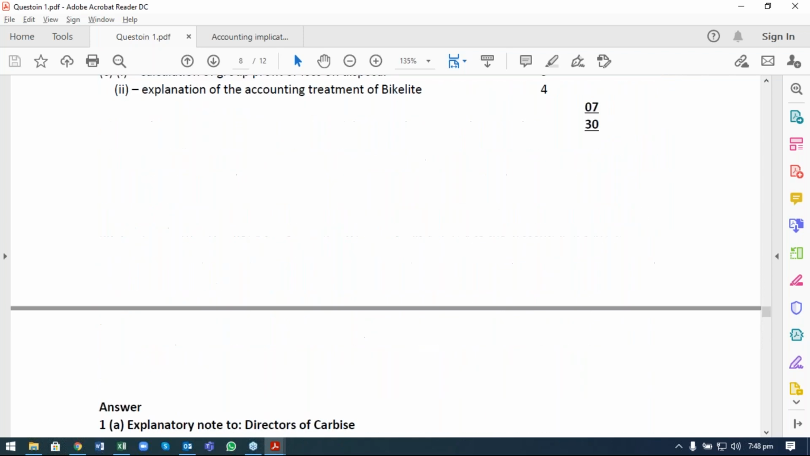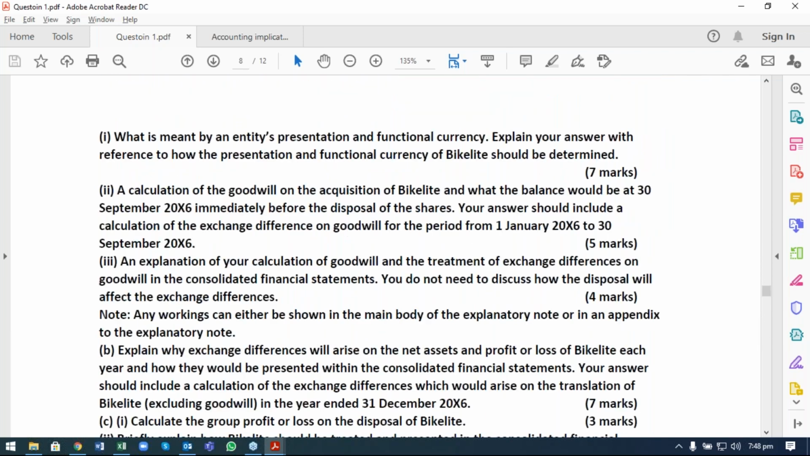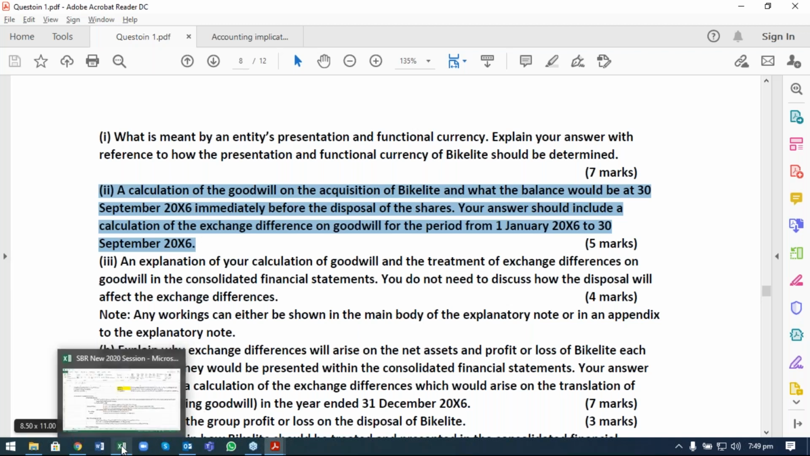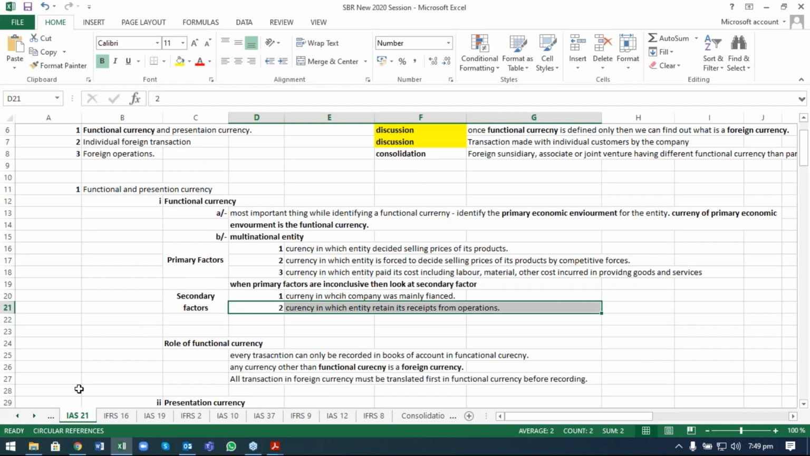So I hope this is pretty much clear, how we are going to identify the functional currency of the company and how presentation and functional currency were explained by IAS 21. The next question is, you need to calculate the goodwill on the acquisition of backlight and what the balance would be at 30th September 2006 immediately before the disposal of the shares. Your answer should include the calculation. Before moving into the calculation, I will be explaining how you can account for the multiple subsidiaries when you are looking into your answer.